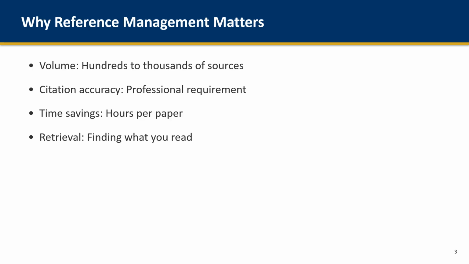Citation accuracy is a professional requirement with real consequences. Inaccurate citations can damage your credibility, and inconsistent formatting suggests carelessness to reviewers and committee members. Manually formatting citations is also tedious and error-prone, especially when different journals require different styles. The time savings from automated citation management are substantial. Formatting a bibliography manually might take 30 minutes to an hour for a typical seminar paper. Reference managers reduce this to seconds. Over a graduate career with dozens of papers, you save tens of hours on bibliography formatting alone.